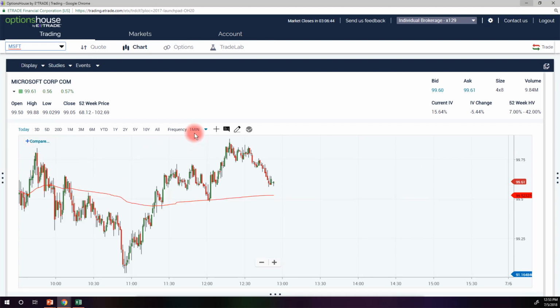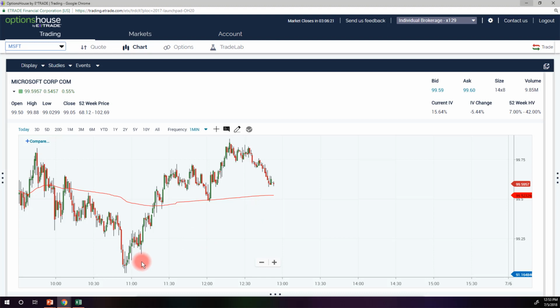I'm currently looking at a 1-minute candle. That just means that each candle is looking at the open, high, low, close during that 1-minute window. I can change that. But since we're still fairly early in the trading day, I'm going to leave it at 1 minute so we get a lot of data on here. So these candles are from the actual stock price, but this red line is my VWAP.